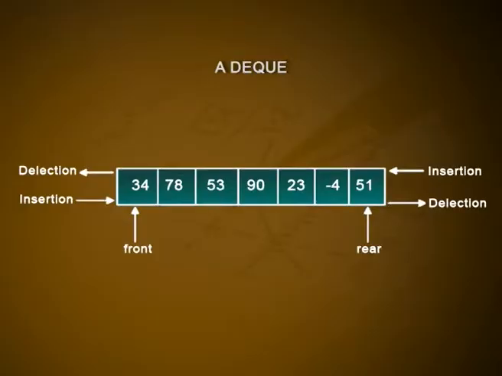DQ. DQ is short for double-ended queue and defines a data structure in which items can be added or deleted at either the front or rear end, but no changes are possible elsewhere in the list. In other words, the DQ is a combination of both stack and queue. A DQ is represented in the given figure.